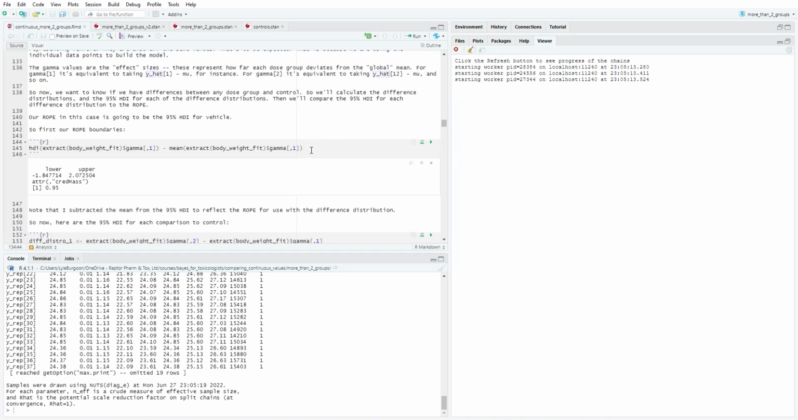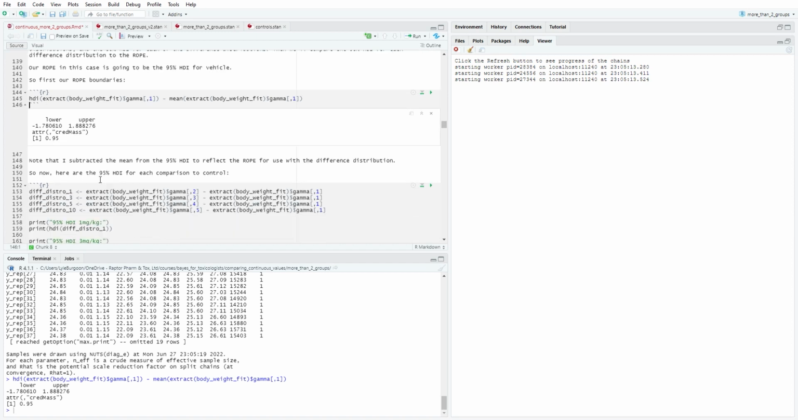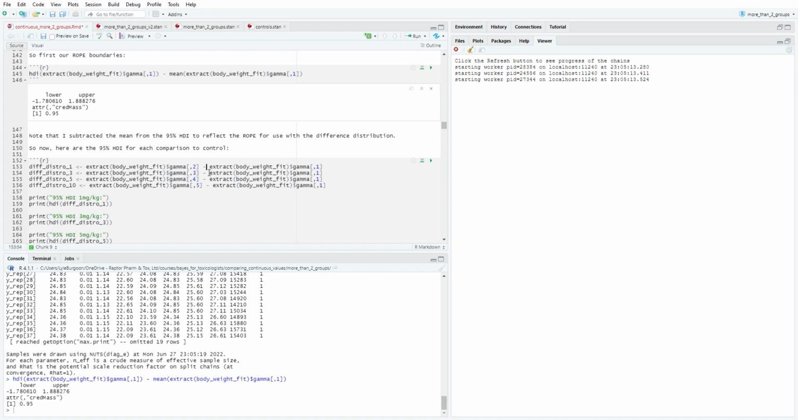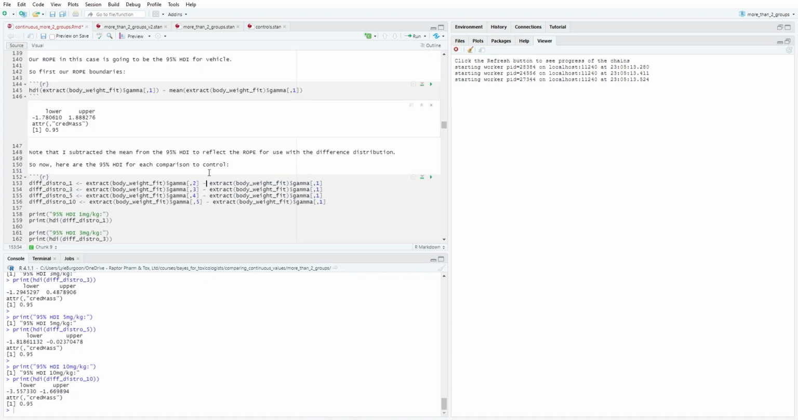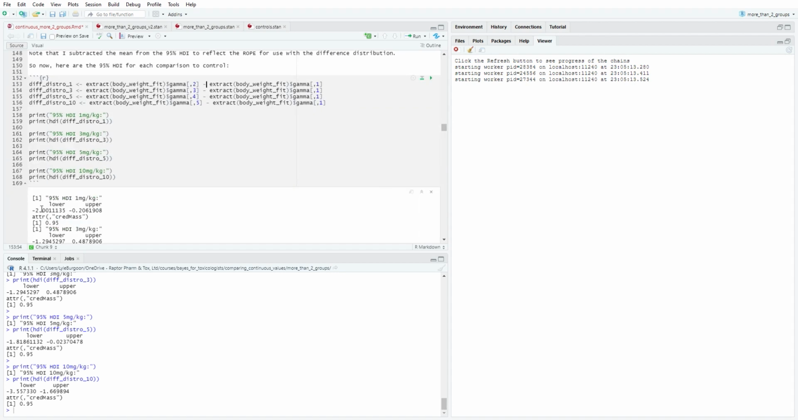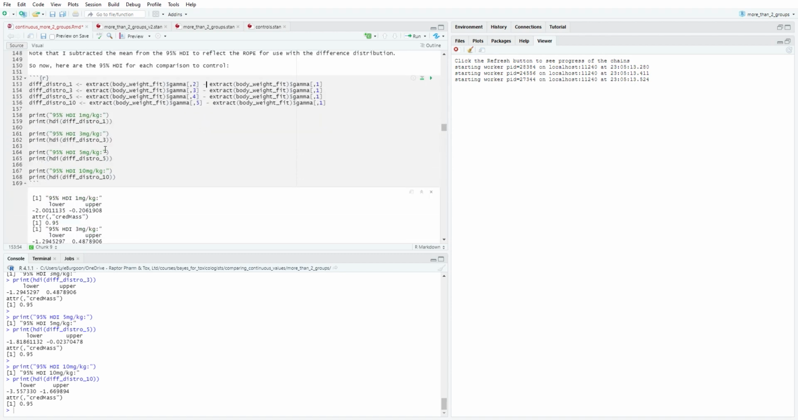So the first thing we need to do is figure out what our ROPE is. This is the same approach that we used last time. Here's our ROPE. It goes from negative 1.8 to about 1.9. Then we're going to calculate these difference distros and print them out, and we can just look at whether the 95% highest density intervals for the different dose groups are within our ROPE. And again, here's our ROPE.